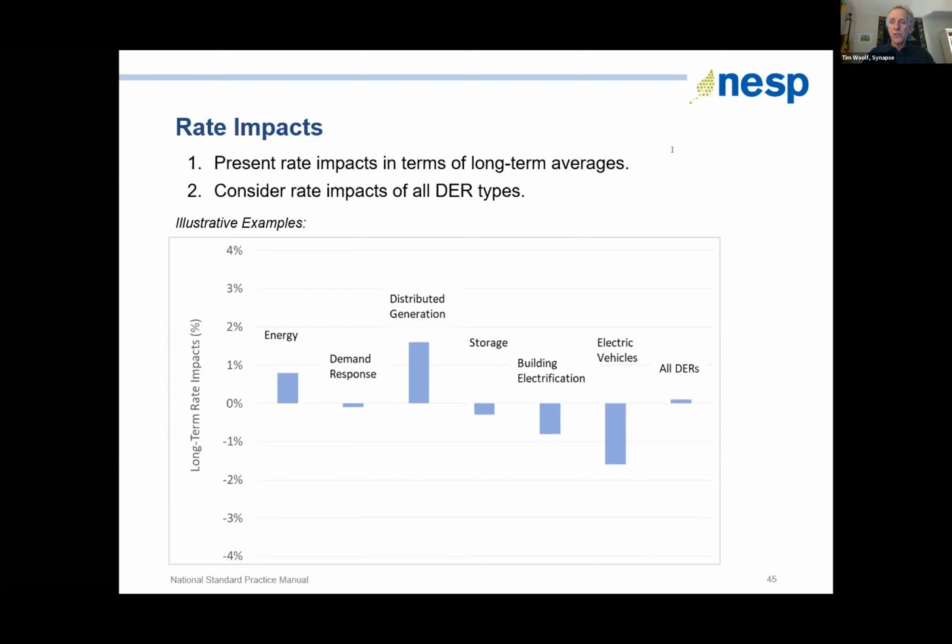And it helps to understand all of that. Look at them all independently and give it some thought, and then look at all the DERs combined and see what the total is. More on that in a minute. Next slide.